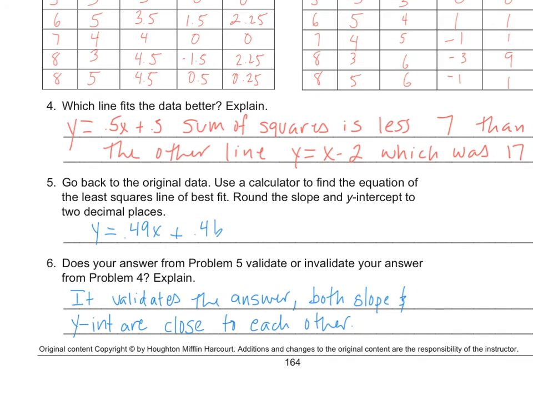The calculator finds the equation as 0.49x plus 0.46. And does our answer from 5 validate or invalidate our answer on 4, which was y equals 0.5x plus 0.5? I would say that it definitely validates our answer. Both the slope and y-intercepts are really close to each other, right? 0.5 and 0.49, as well as 0.5 for the y-intercept and 0.46. So it validates our answer for sure.